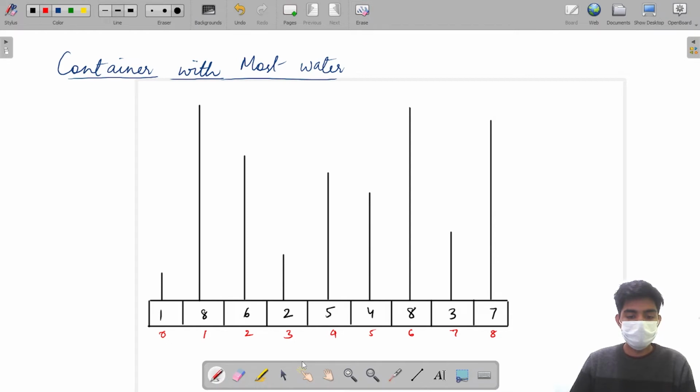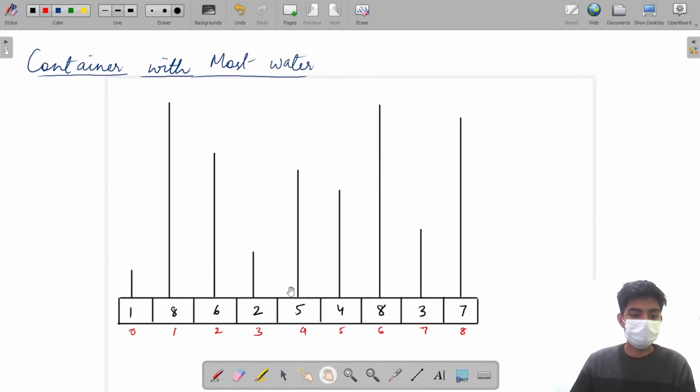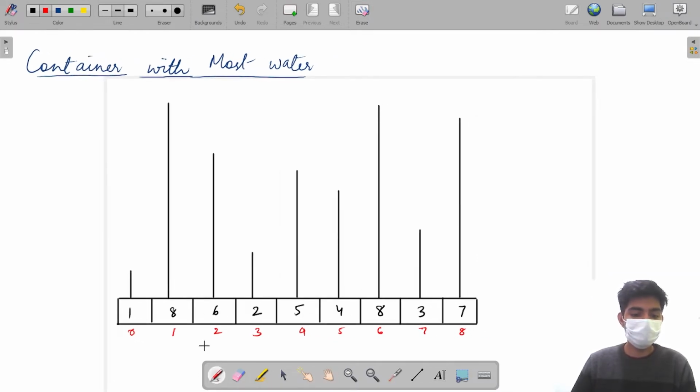Okay, so in this question, we have n numbers and we have heights at those numbers, right? And we have to make a container from those heights, or we will have to choose two lines and make a container of those two lines such that if I fill that container completely with water, then I will get the maximum capacity.